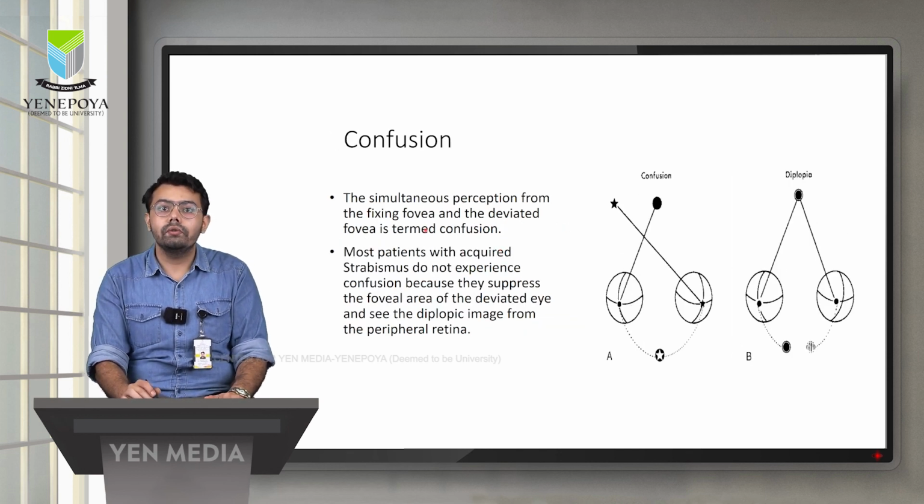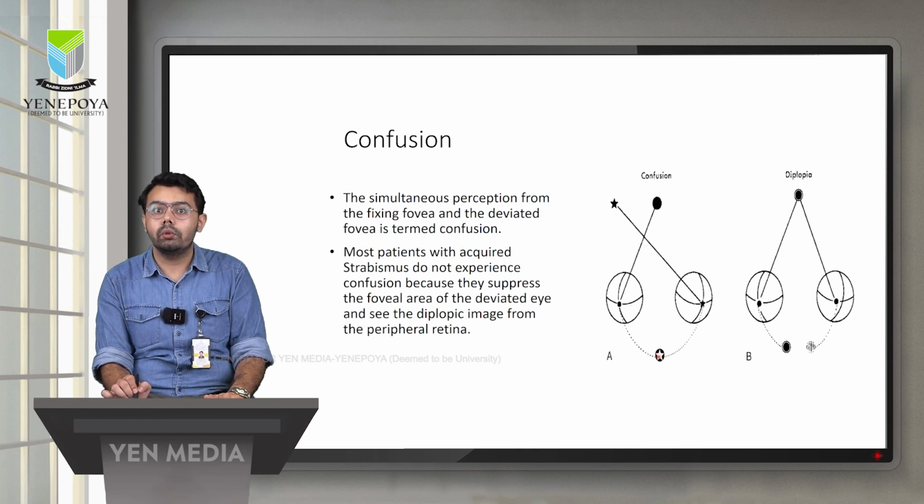As I have already told, what is confusion? If one eye is seeing an object, a ball, and the other eye is seeing a star, then the brain will perceive a star and a ball, and the image which will be seen finally will be a star on the ball. But in diplopia there will be only one image seen by both retinas, but one image will be blurred as compared to the other. As we can see here, the right image is blurred as compared to the left image.